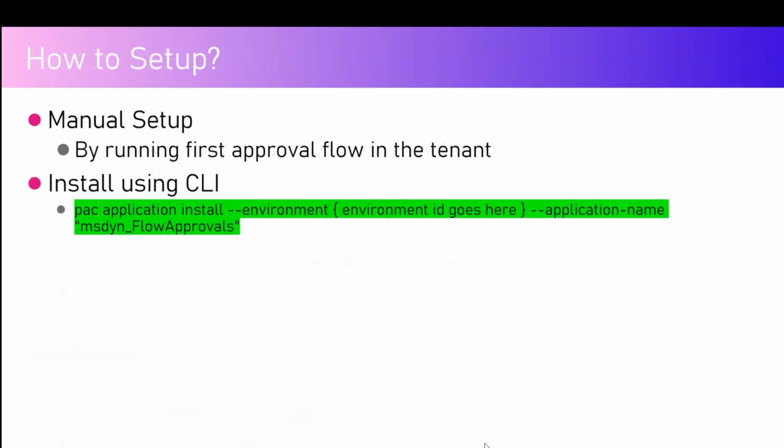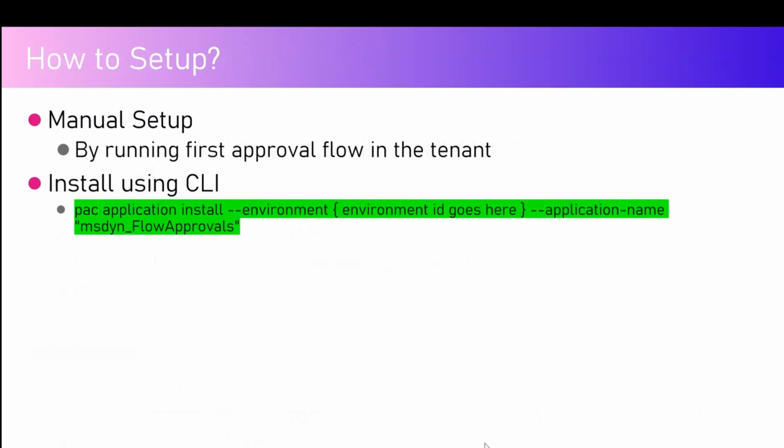Now, how to set up? By running the first approval flow in the tenant or installing using CLI. This is a simple command: pac application install --environment, give the environment ID, --application-name, and give this as hardcoded msdyn_flow_approvals. Once you do either of these, the Microsoft Flow approval solution will get installed in the environment.